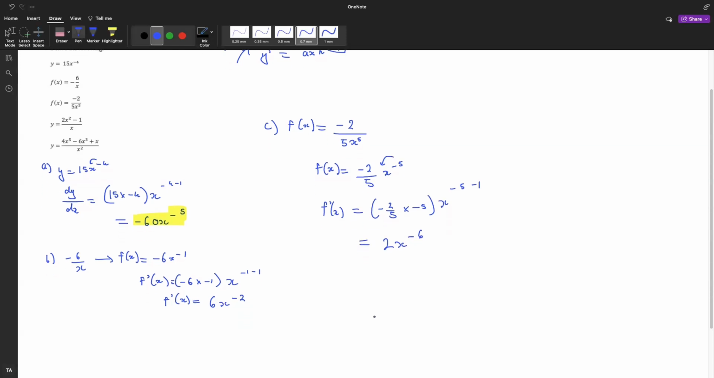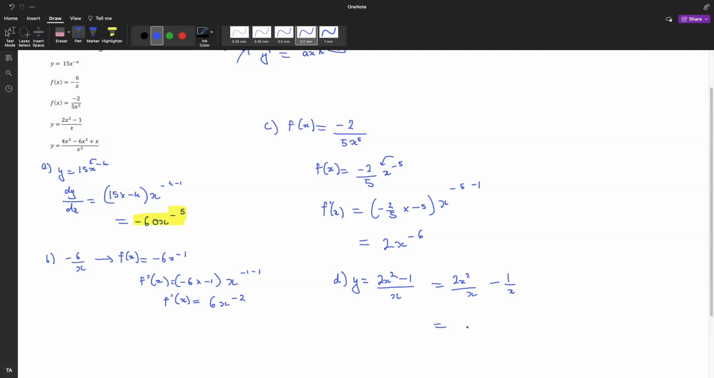Right, looking at question D, y is equal to, now we've got a bigger fraction here, 2x squared minus 1 over x. So again, whenever we have a fraction like this, we need to get rid of the fraction, right? Because we can't derive it as a fraction. So what we're going to do, we're just going to divide. We're going to split this up. So this is 2x squared over x minus 1 over x. Now we're going to simplify this and try to get rid of all of these fraction signs here.